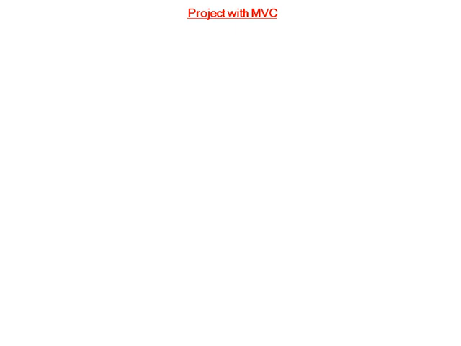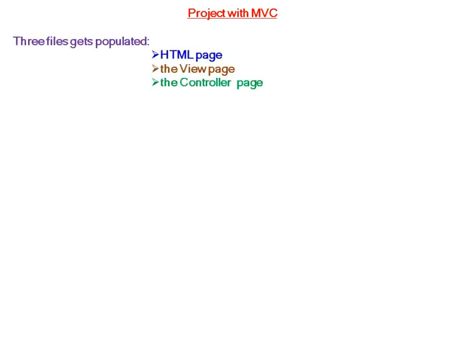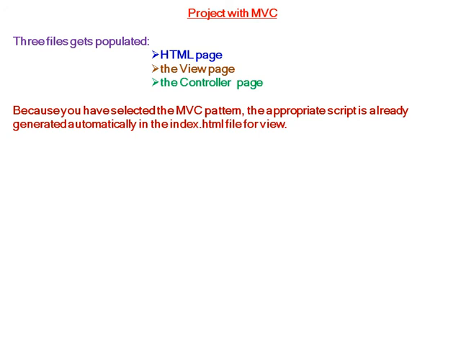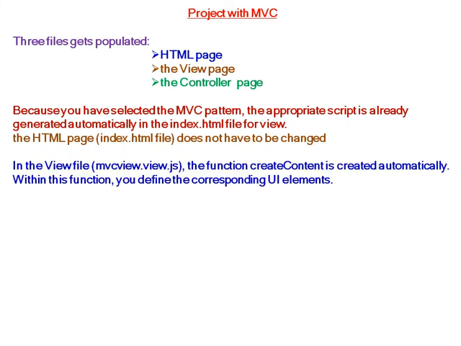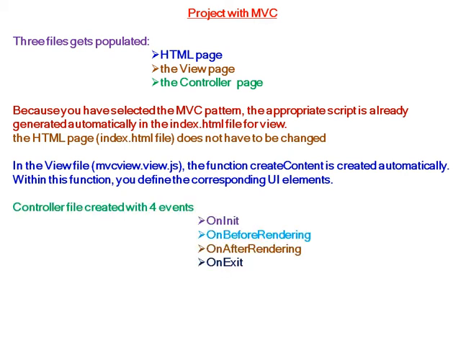So for a project with MVC, three files get populated as we have seen, that is the HTML page, the view page and the controller page. Because you have selected the MVC pattern, the appropriate script for the view is already generated automatically in the index.html file. The HTML page does not have to be changed. In the view file, the function createContent is created automatically. Within this function, you define the corresponding UI elements. And the controller file is created with four events, that is onInit, onBeforeRendering, onAfterRendering, and onExit.